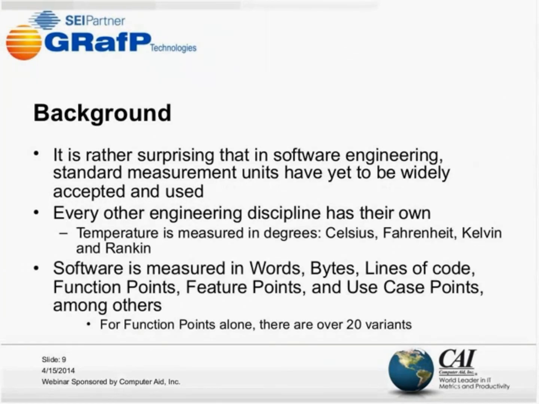Now, every engineering discipline, other than software, has defined its measurement system. If we're talking about temperature, for instance, temperature is measured in Celsius degrees, in Fahrenheit degrees, in Kelvin, or in Rankine. Typically there are no others. Software, on the other hand, will be measured in bytes, in function points, in use case points, and for function points alone, there are over 20 variants of them.